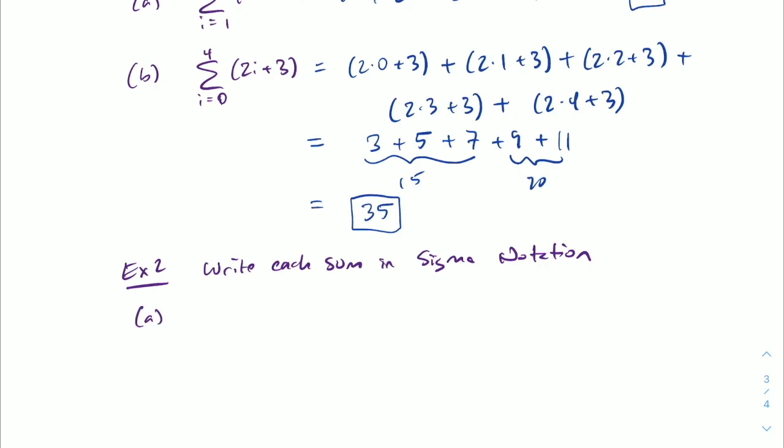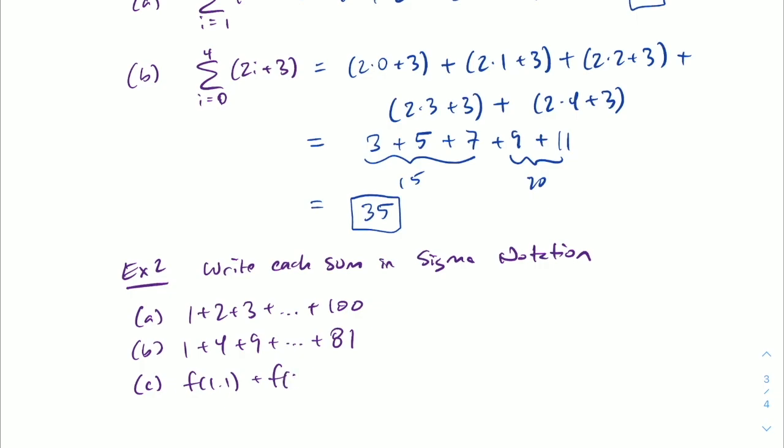The first sum will be 1 plus 2 plus 3 all the way up to 100. The next sum will be 1 plus 4 plus 9 all the way up to 81. And then f of 1.1 plus f of 1.2 all the way up to f of 5. Let me add one more term here to see the pattern more clearly: f of 1.3, and then all the way up to f of 5.